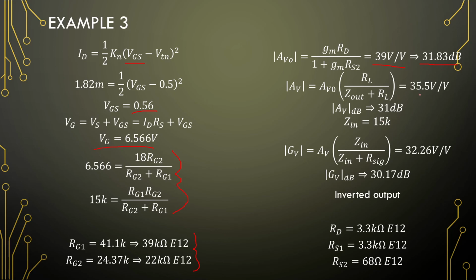With our input impedance being close to 15 kilo ohms, that gives us 35.5 volts per volt, and decreasing it with our input, 32.26 volts per volt. So now the last thing we can do is verify our design with a simulation.